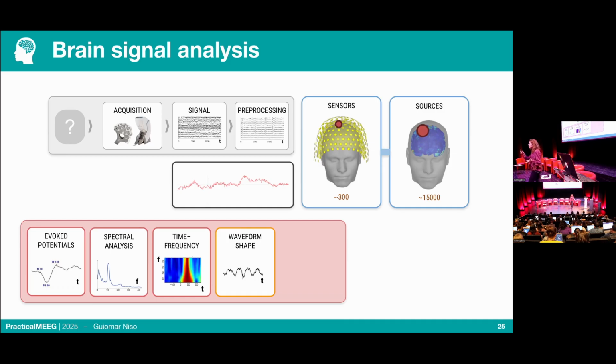We can also study the waveform of our signals. Usually we assume that if we have oscillations, they are like 50% up, 50% down, and almost regular. But sometimes it's not the case. They have shorter cycles, longer and extended periods. So analyzing this waveform is another kind of analysis you can do on any signal, preferably at the source level, but also at the sensor level.